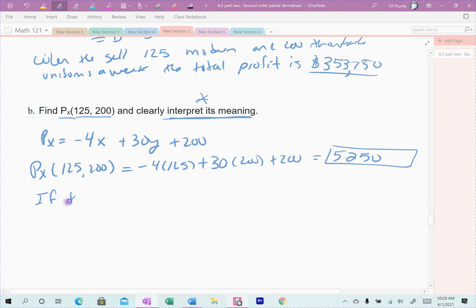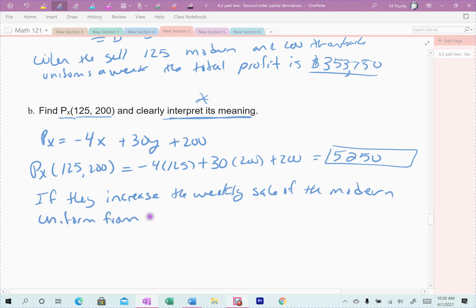So if they increase the weekly sale of the X value, which is the modern uniform, from 125 to 126. So the sales go up by 1, but specifically from 125 to 126 a week. That's important, because I did use that number in my math.